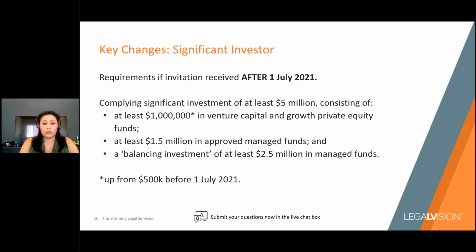Again, with the third stream, which is the significant investor visa, this typically requires the applicant to invest 5 million into compliant significant investments. What has changed is that the breakdown of investments has changed from pre-1 July and then post-1 July. So at the moment now, how the 5 million is to be divided in those complying investments is that at least 1 million must be invested into venture capital and growth private equity funds. At least 1.5 million needs to be invested into approved managed funds, and the remainder, which is 2.5 million, needs to be invested into balancing investments.